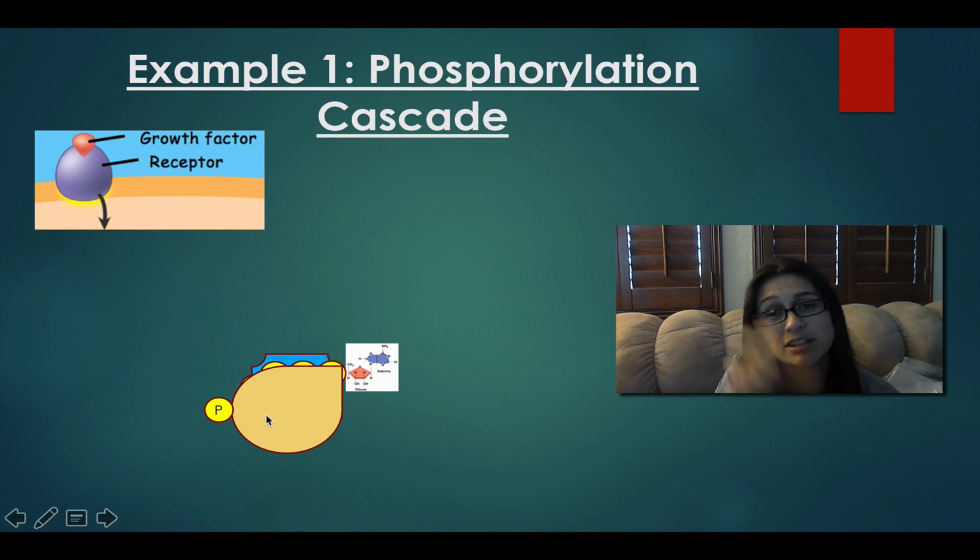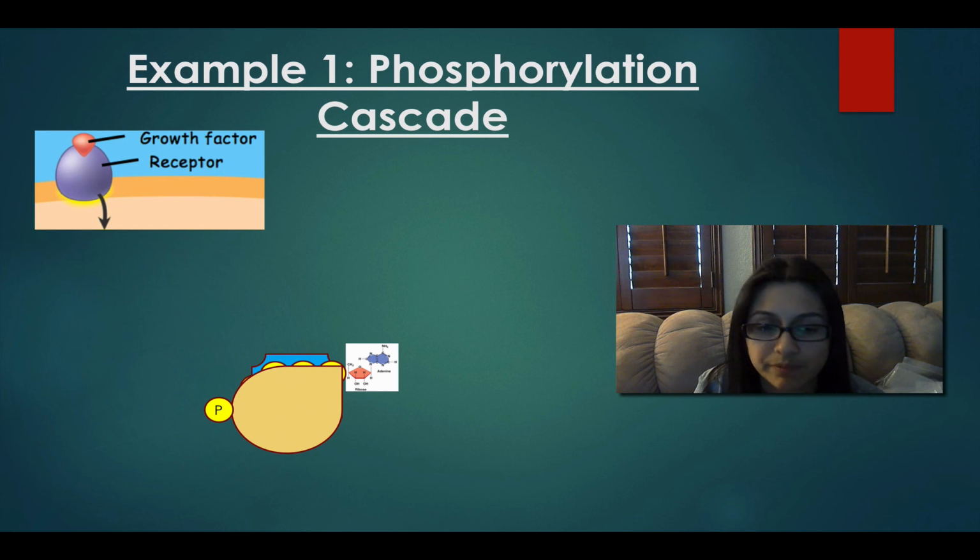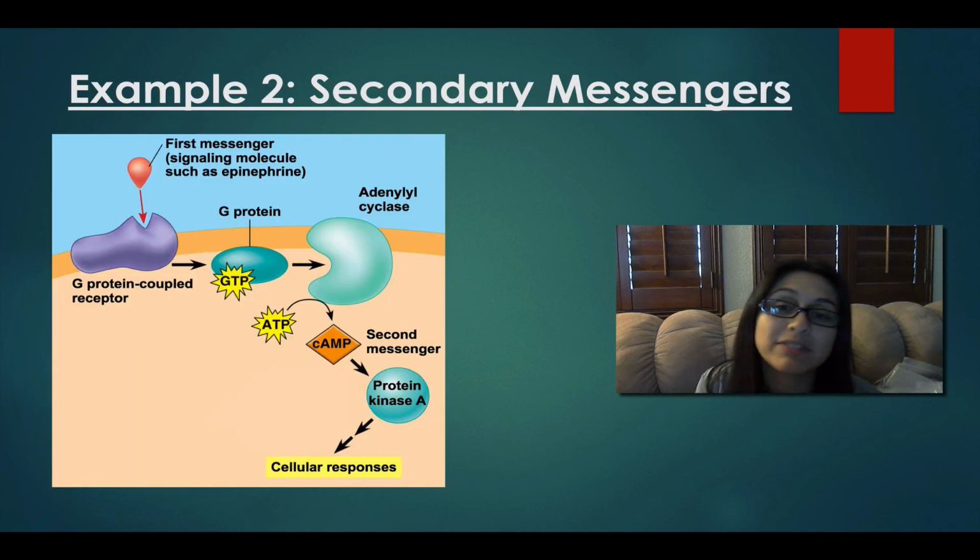So you can imagine a series of these can happen over and over again, and that's how the signal transduction pathway works with the phosphorylation cascade. One protein kinase phosphorylates the next, which phosphorylates the next, and they're not activated until they become phosphorylated. All right, then we have secondary messengers.